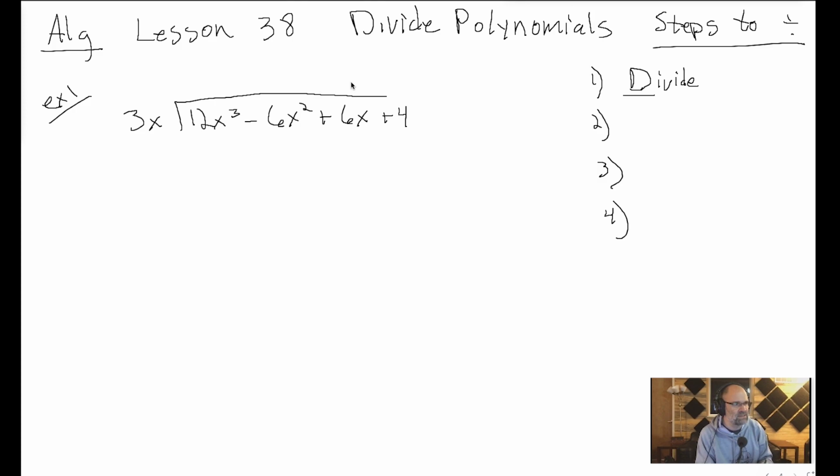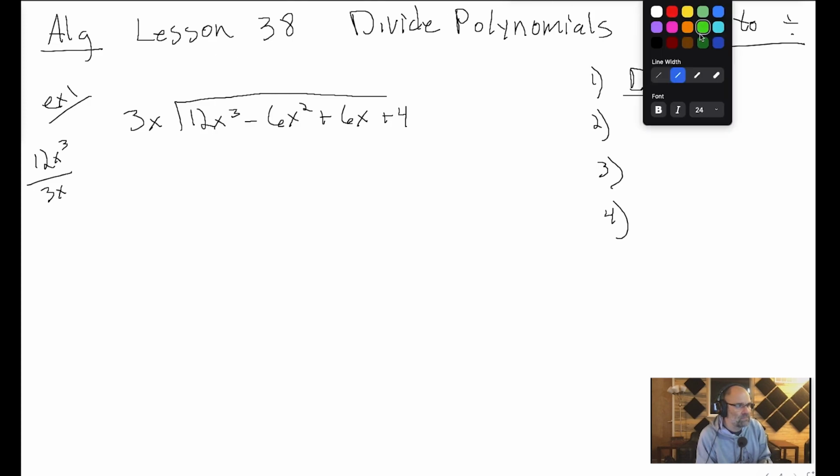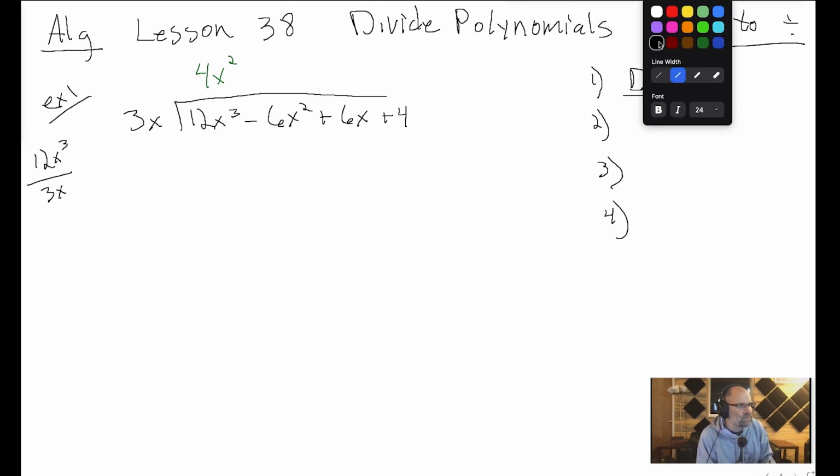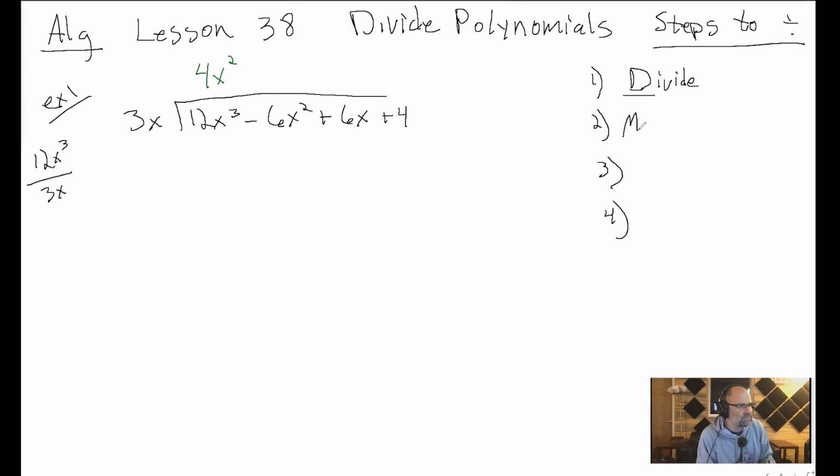All right, well, let's do it. Divide. So we're going to divide 3x into 12x cubed. You guys can do that. What's 3x into 12x cubed? Just 4x squared, right? So 4x squared, 12 divided by 3 is 4, x cubed over x, just take an x away from x cubed, x squared. All right, then we multiply. So we multiply our answer times our divisor.